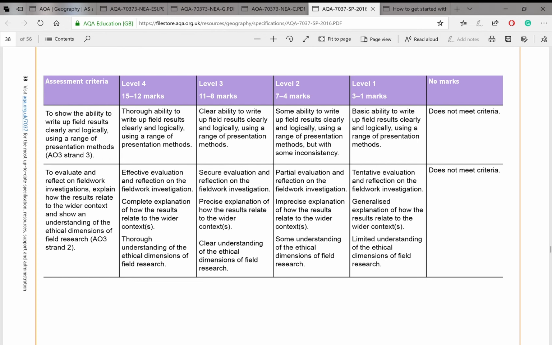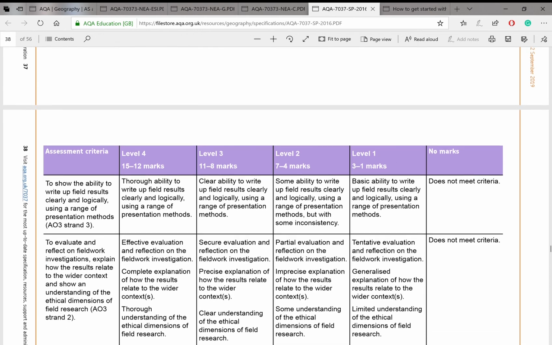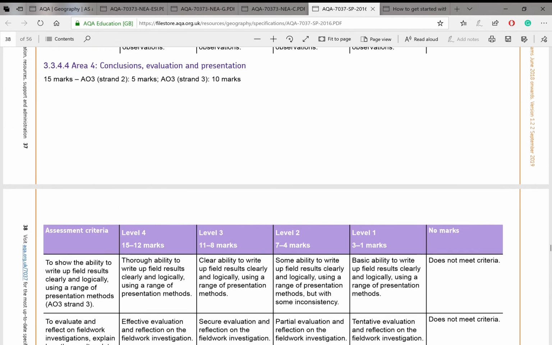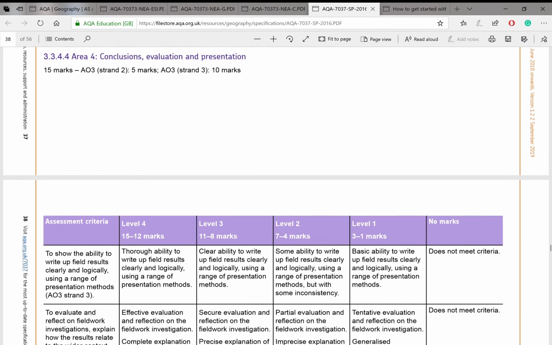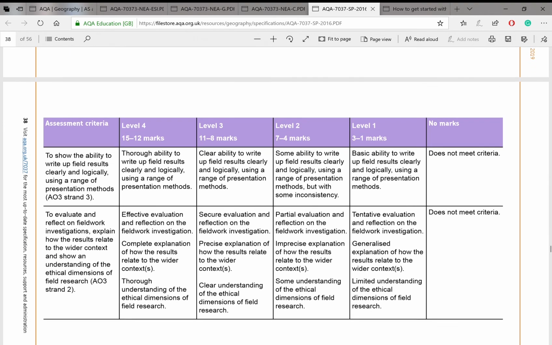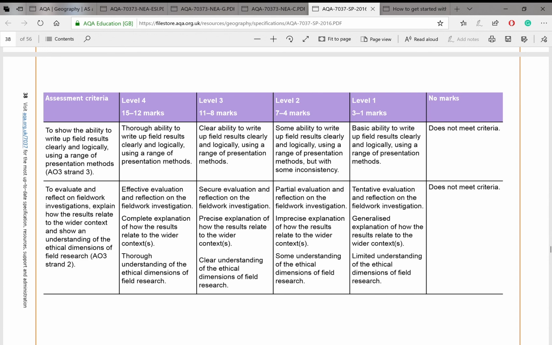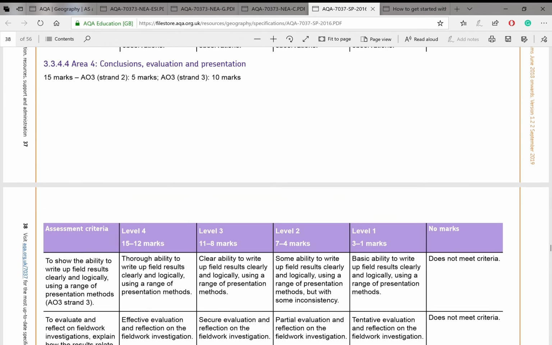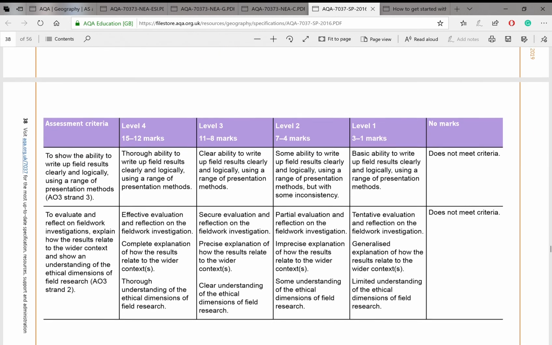Then they go on to talk about the ethical dimensions of research, and they cover all sorts of things in that. So this is a very, very important part of your NEA. It should really have its own section, its own two sections perhaps, and that's not even having covered the conclusions, which are also a very, very important part of the NEA. So hopefully that's been useful in helping you think about the evaluation and the ethical dimensions of your research.